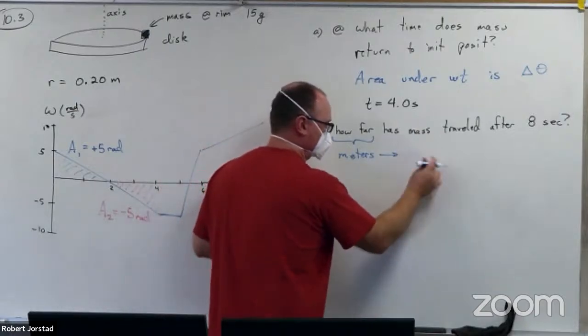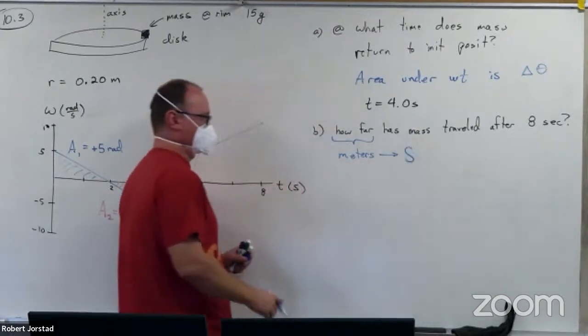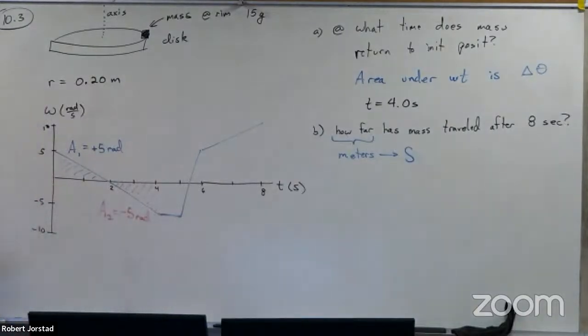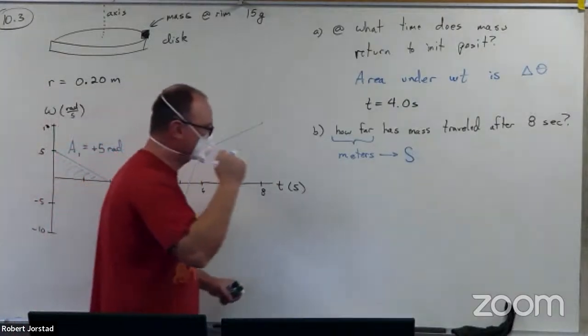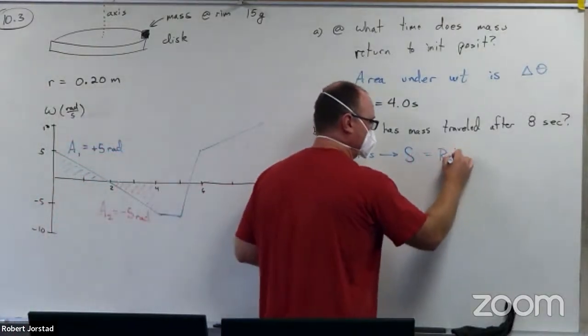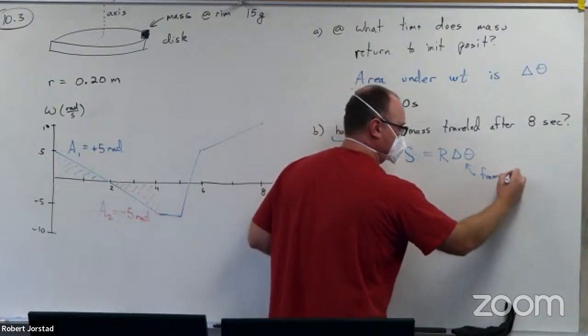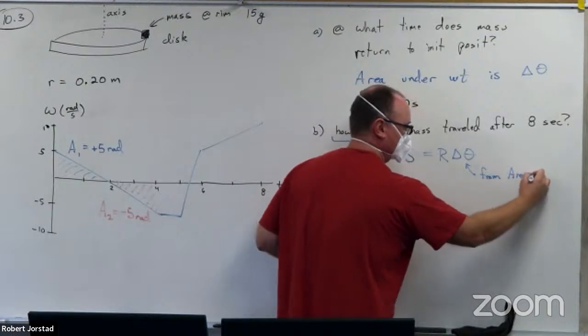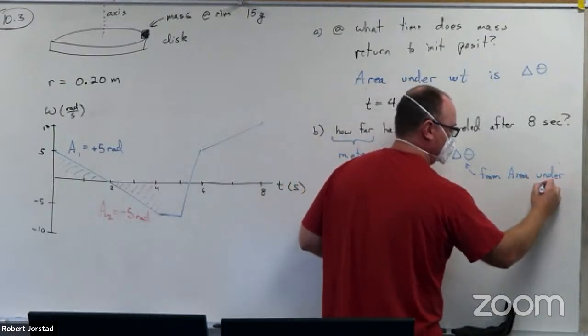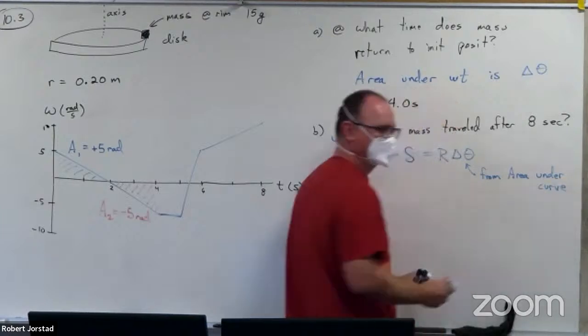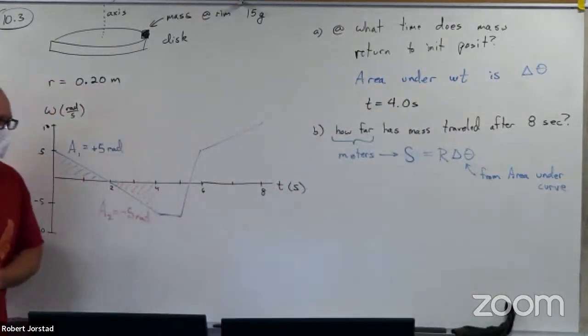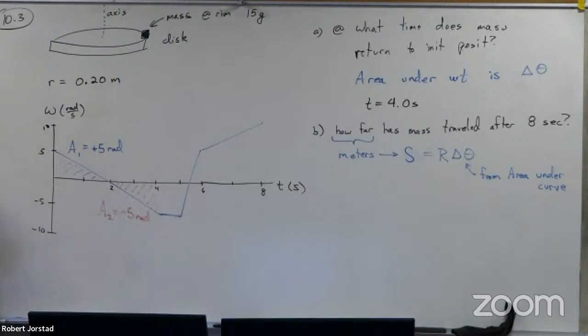Whoops, that looks like a 5. How do we get arc length? What's the general formula relating angular quantities to get arc length? R delta theta. How do we get delta theta? From area under the curve. Oh, crap. Why did I say, oh, crap? Because you have time.